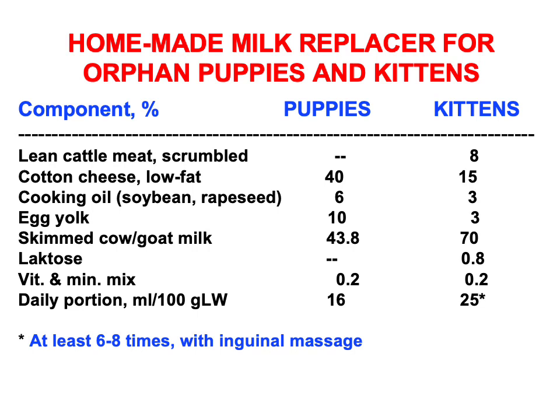At least we have to apply it 6 to 8 times to imitate the natural frequency of suckling. After suckling, we have to make an inguinal massage to replace the mother's tongue, because without that the urination and the defecation of the newborn is not possible.